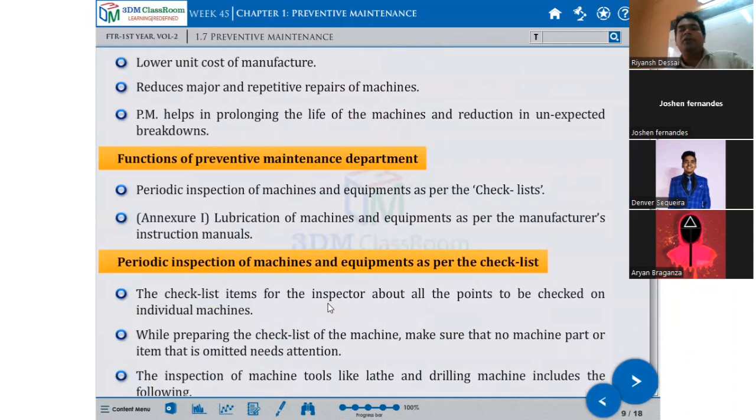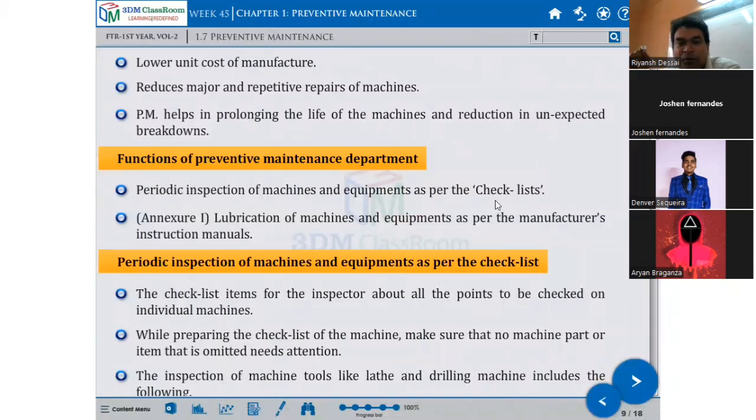The function of the preventive maintenance department is the periodic inspection of machines and equipment as per the checklist. This is the major function. You have to check each machine and each part as per the checklist. In a company, there will be a checklist that mentions what you have to check. Everything is mentioned. And next one, lubrication of machine and equipment as per the manufacturer instruction manual.